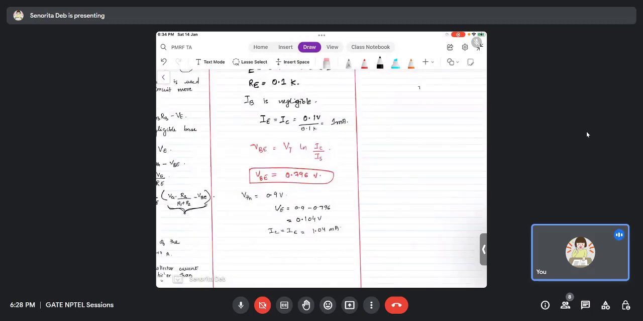In the earlier case, the difference was huge because the RB times IB value was changing the VB, and that was coming inside the exponential term, and that's why it was amplifying. You know how an exponent works, right? Exponent graph, you know, right? How it goes.